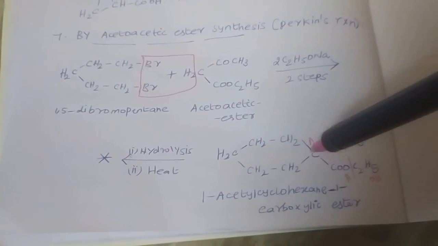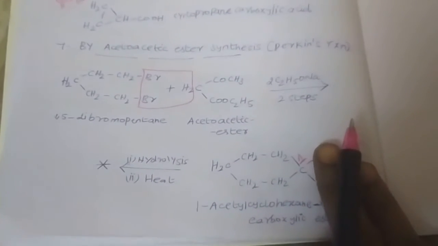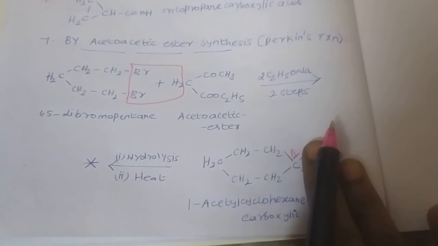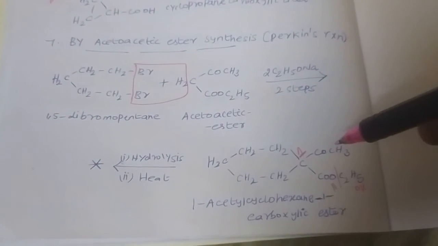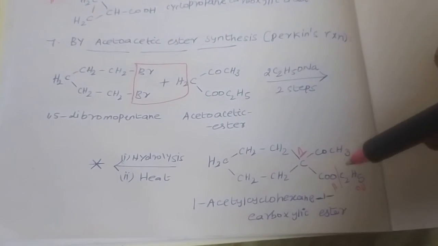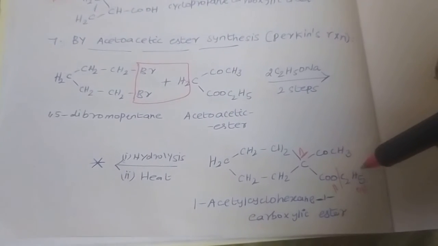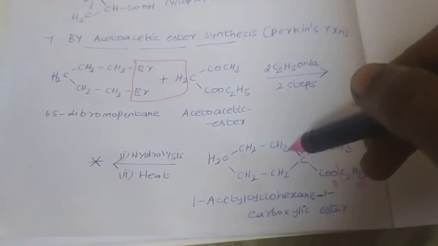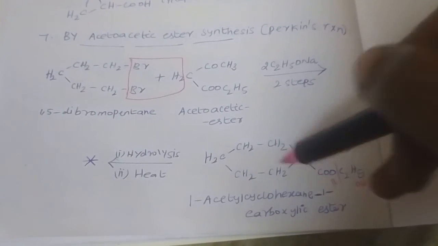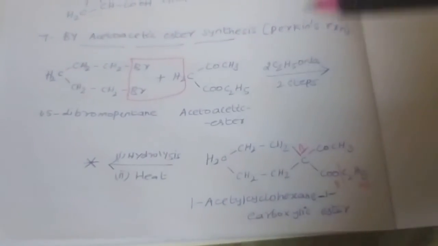So what is the name of this compound? Without the substituents, this is a 6-membered numbering, so it is a cyclohexane. In the first position, an acetyl group is there. This is a carboxylic ester. So what is its name? 1-acetyl cyclohexane carboxylic ester, which undergoes hydrolysis followed by heating.